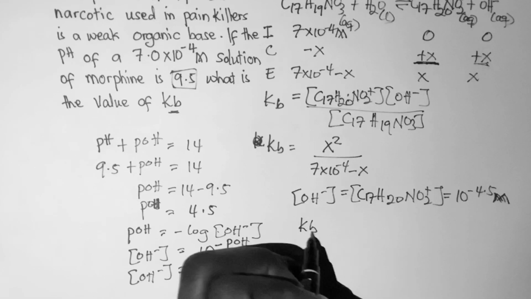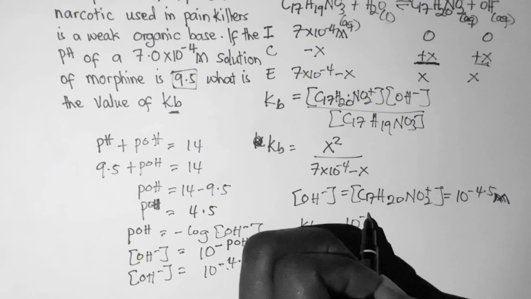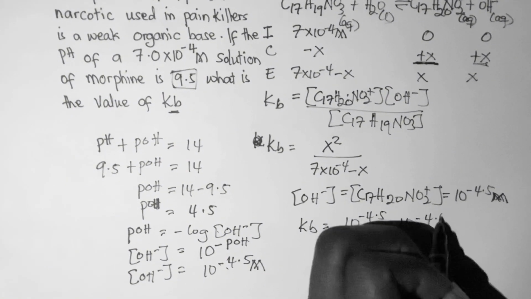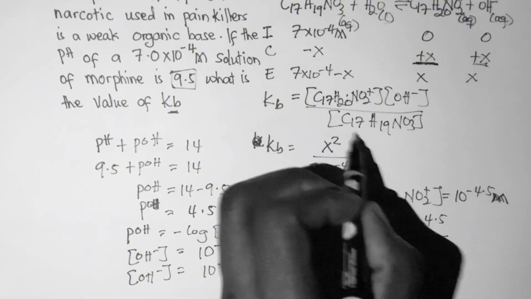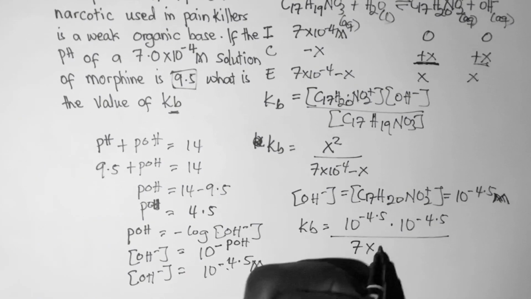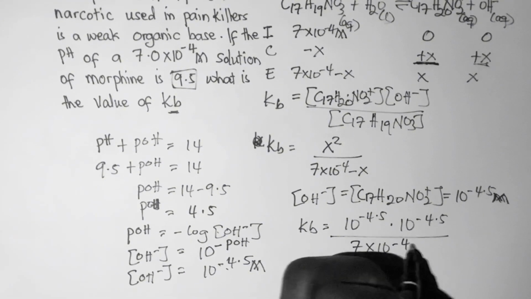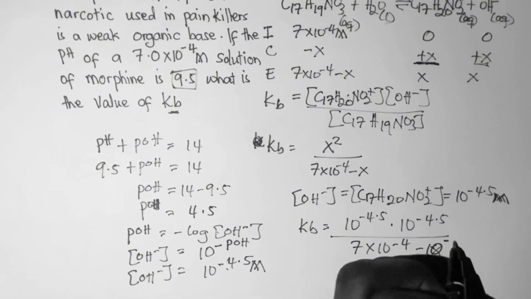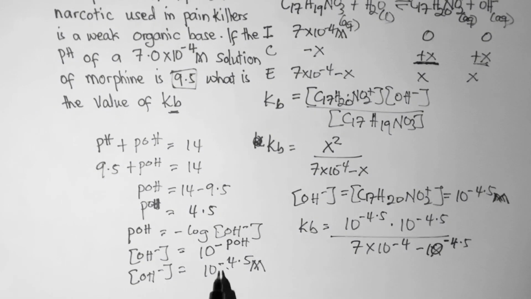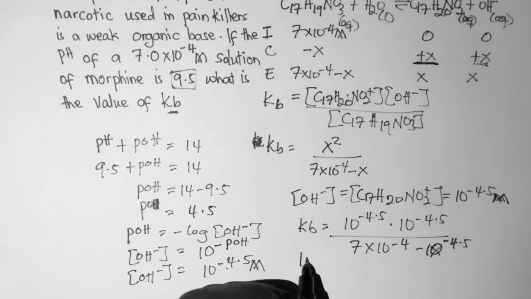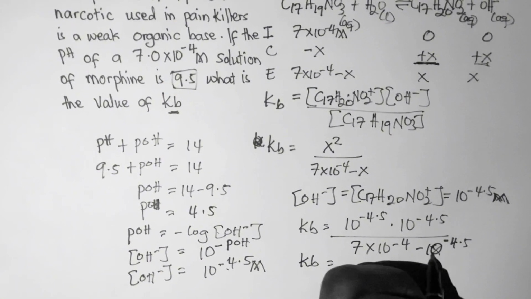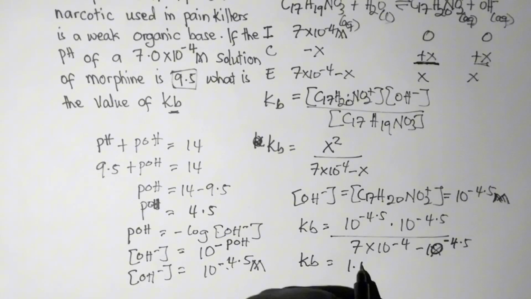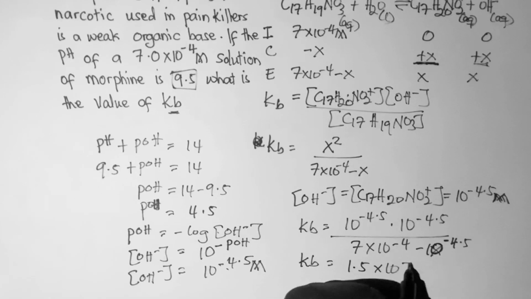So Kb is equal to 10 exponent minus 4.5 times 10 exponent minus 4.5 divided by this, which is 7 times 10 exponent minus 4 minus 10 exponent minus 4.5. So if you compute this on a calculator, you find out that Kb is equal to 1.5 times 10 exponent minus 6.